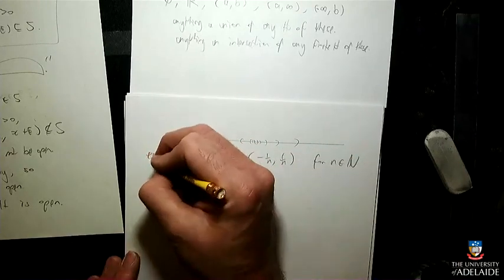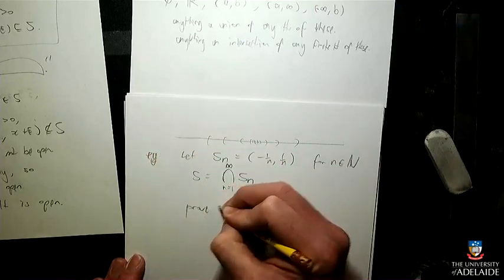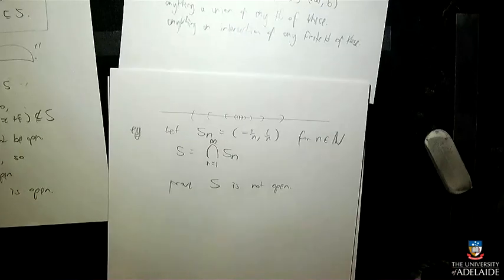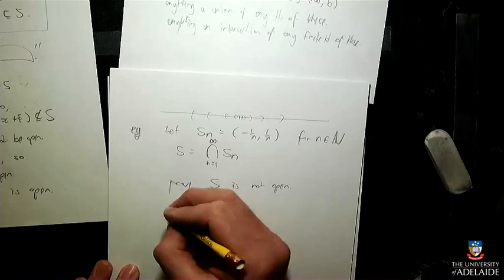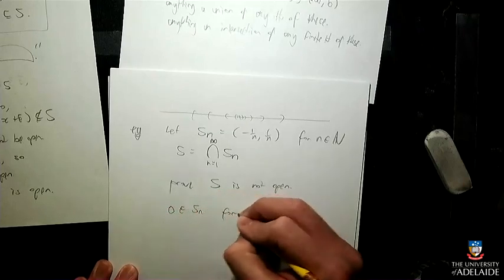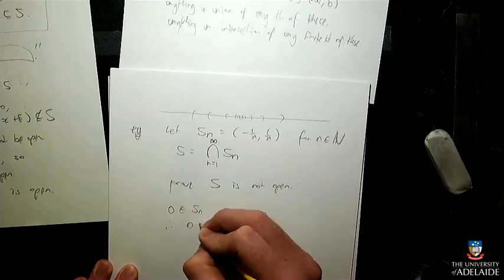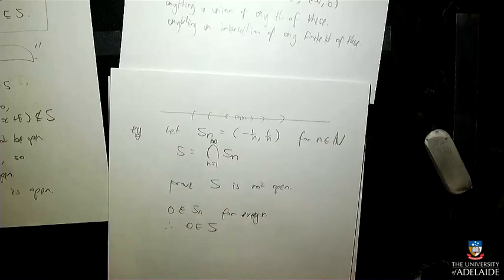Well, let's just do it as a proof, eh? Prove S is not open. All right. My instinct says that S is a single point, and I know a single point is not open because I just proved that. So what I'm going to do is prove that it's a single point. Okay? So I know that 0 is definitely in this set. So 0 is in S_n for every n, and therefore 0 is in big S because it's the intersection of all of them.